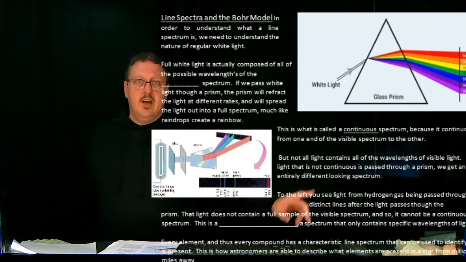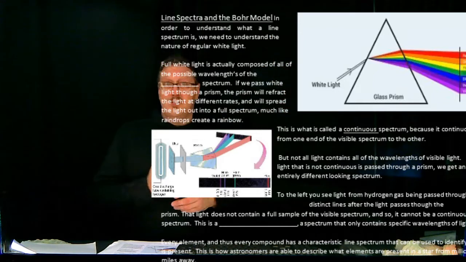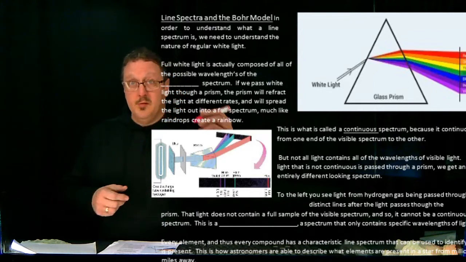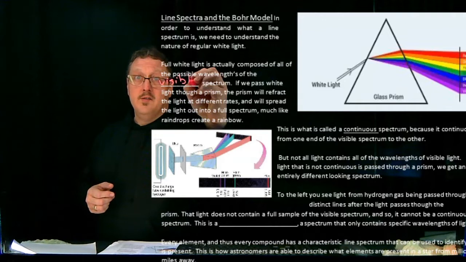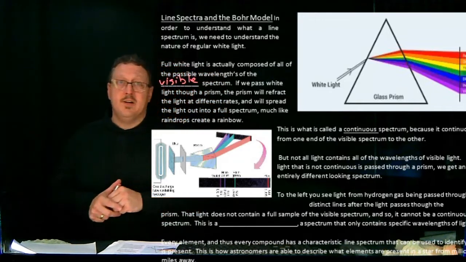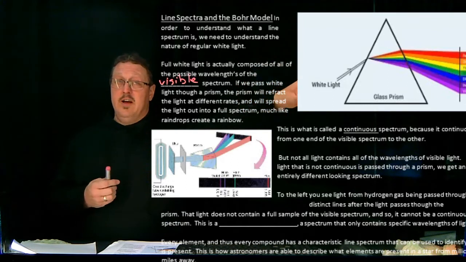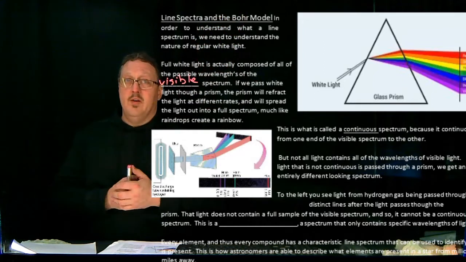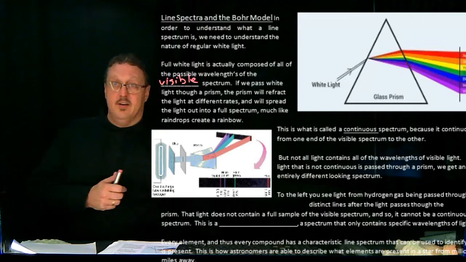If we look at our diagram over here, which you can't see my hand like a magician all of a sudden, white light is actually composed of all the possible wavelengths of the visible spectrum. Because all possible pieces of the visible spectrum are present in white light, if we pass it through a glass prism, it's going to spread all of that light out into its different wavelengths. We're going to see the full spectrum there from red all the way down to violet.